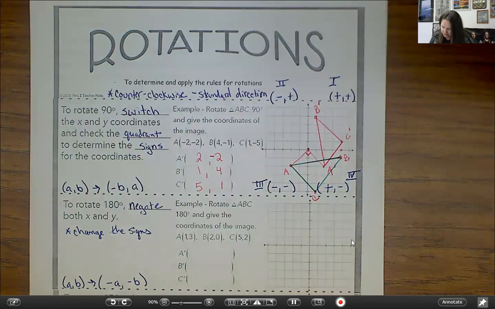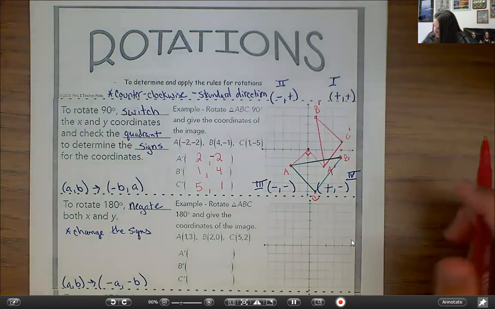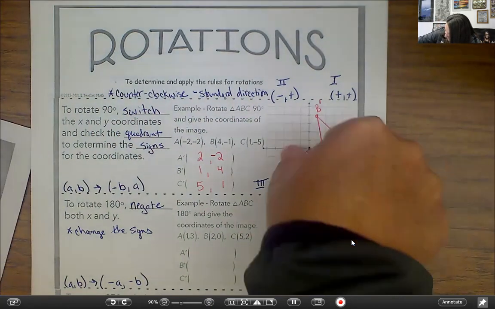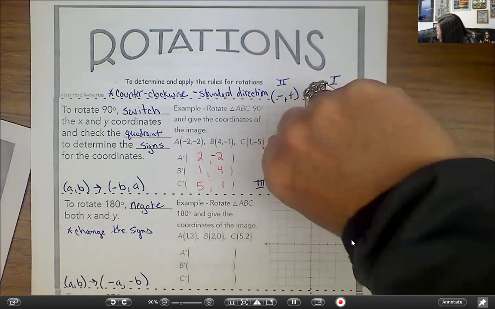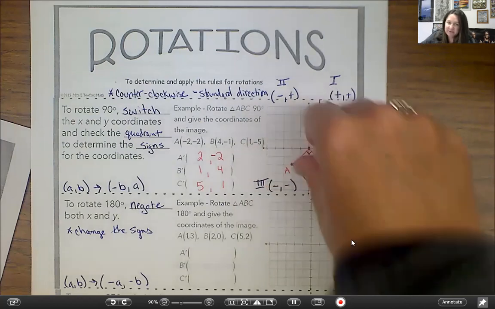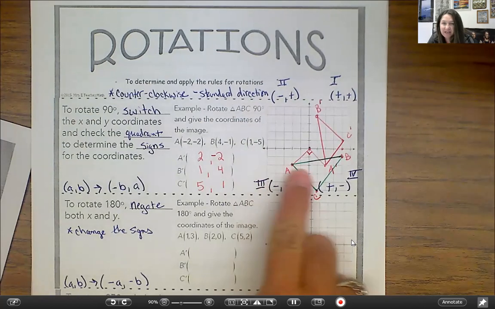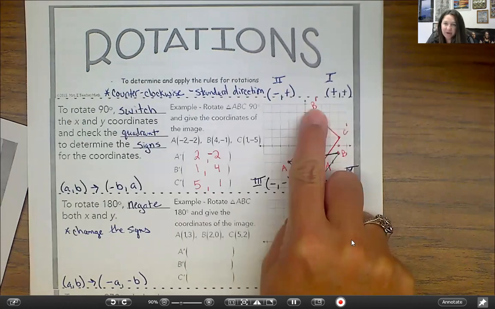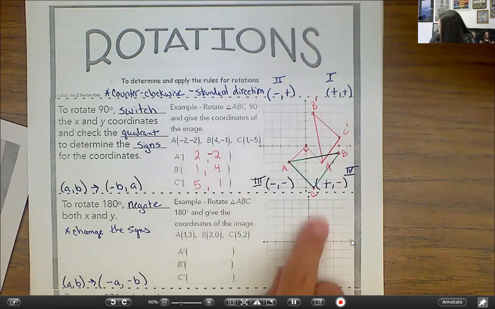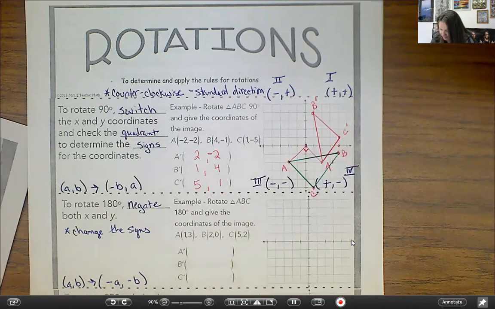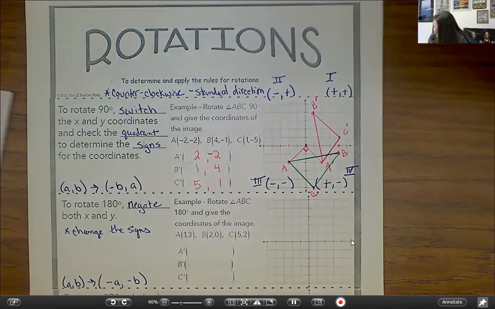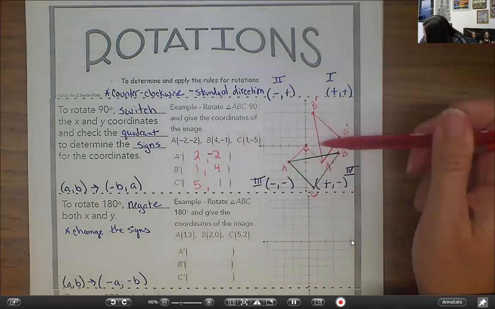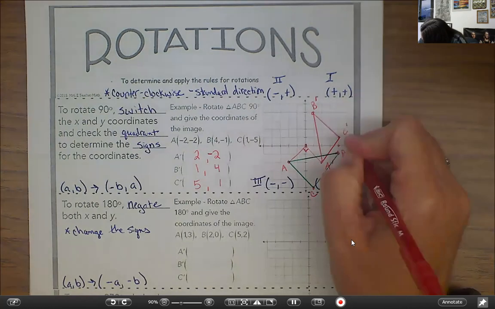Okay, you've got your triangles here. So you should see that we took one triangle and moved it 90 degrees. A to A prime, B to B prime, C to C prime, when you're going to set that up. 1, 2, 3, 4.